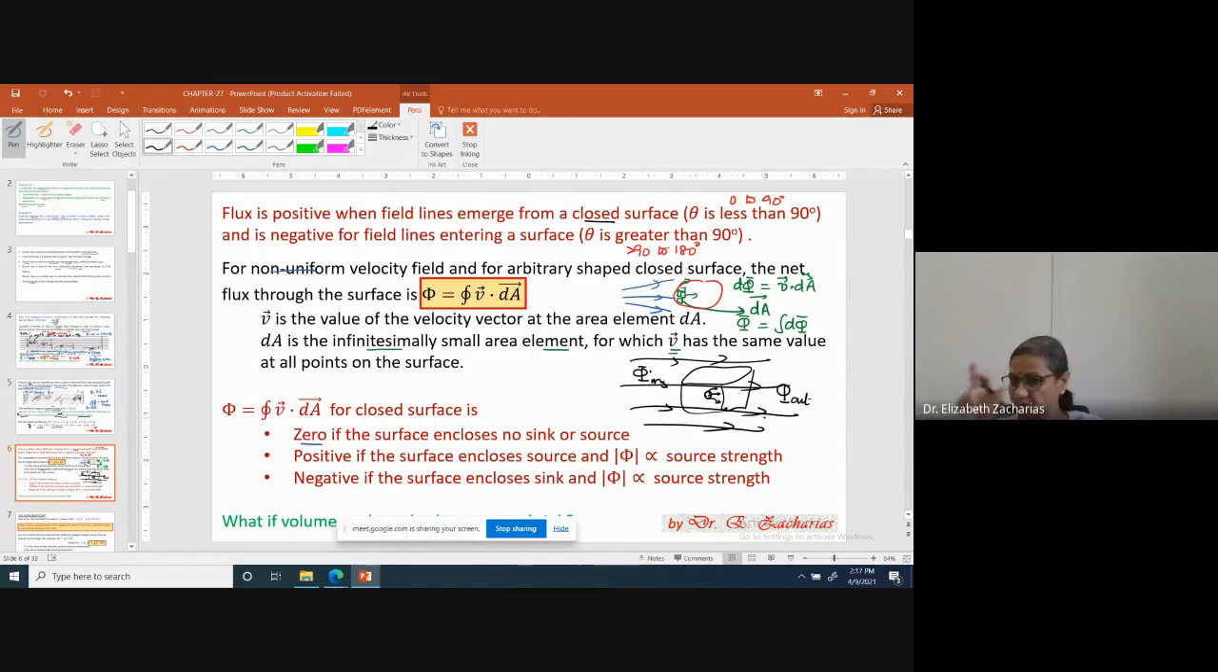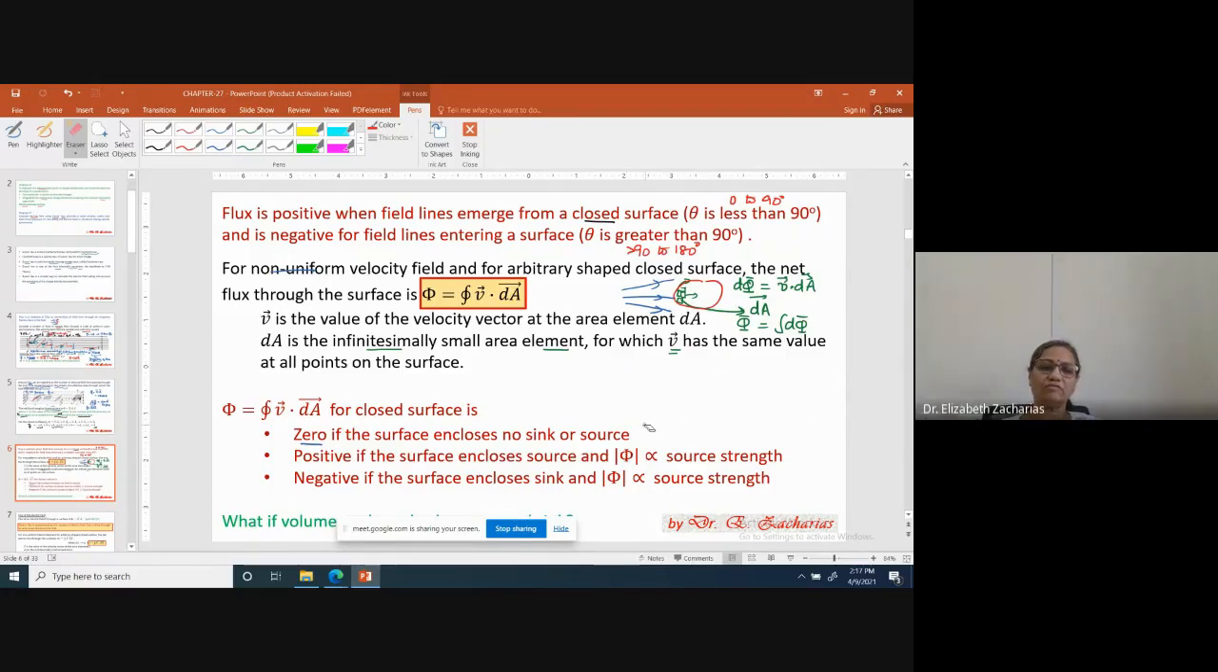And out is always positive. Yes or no? Out is positive. That's what you're seeing for flux. And going inside is negative. So if you compare here, you're seeing that the flux of the outward flow is going to be greater than the flux of the inward flow. Okay. So what will be the resultant? What will be the resultant? The net flux will be positive or negative?